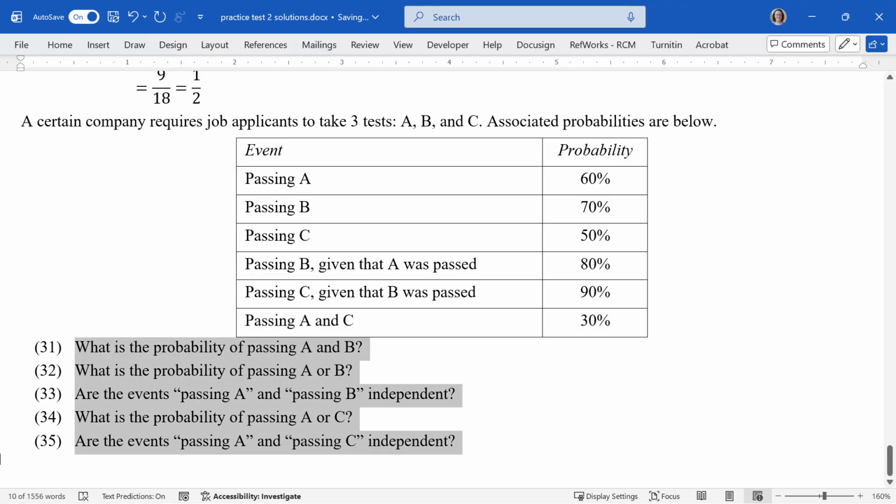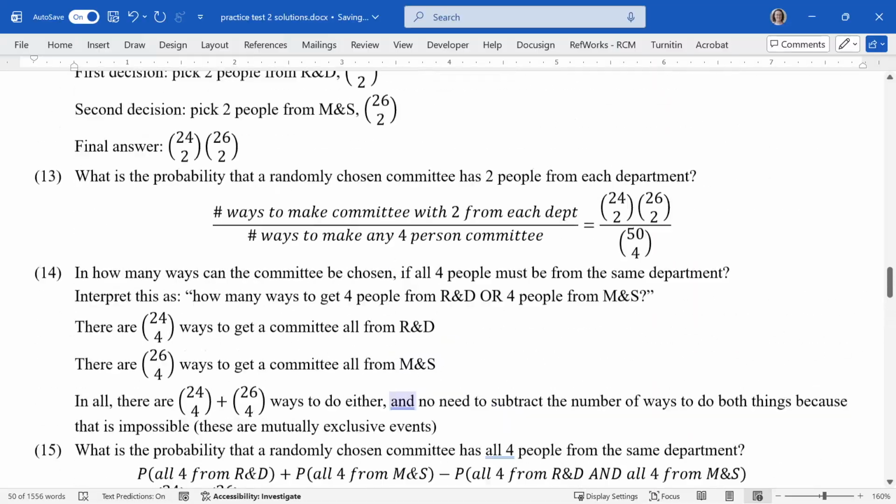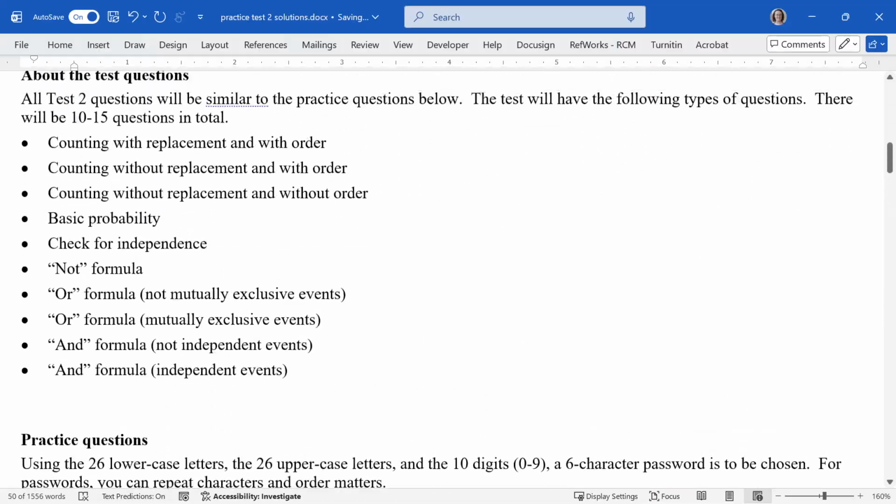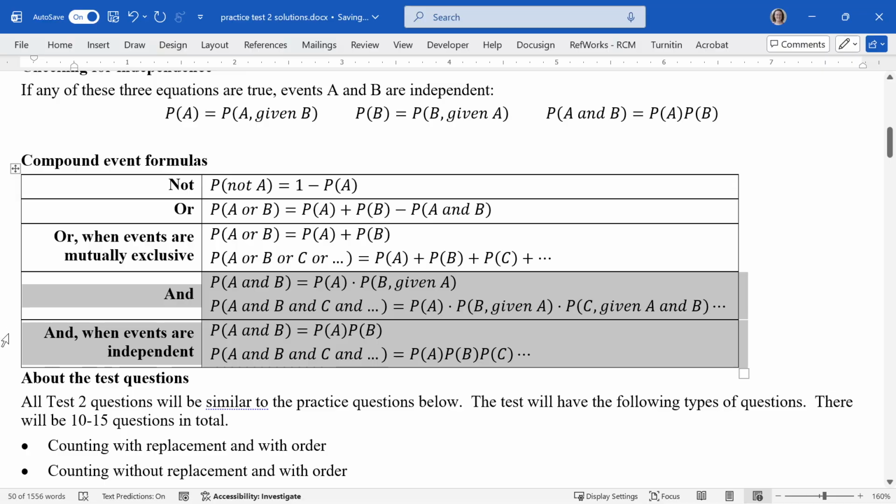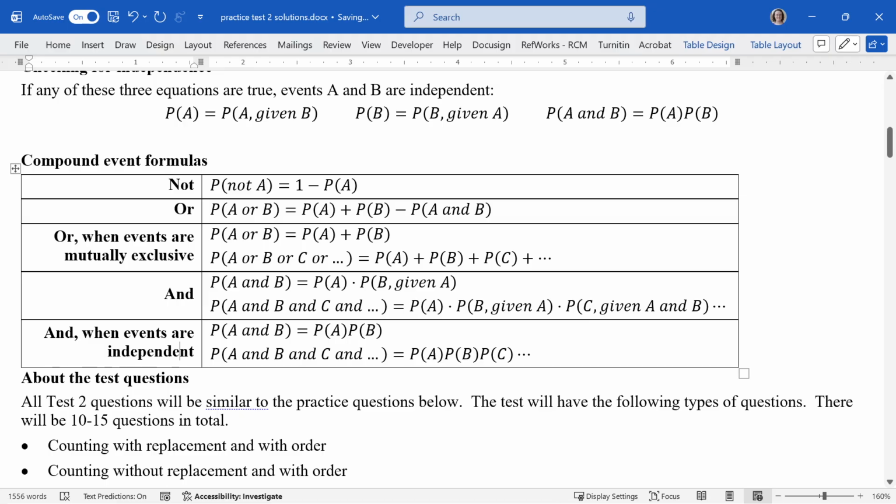Okay, and then we have some related questions. What is the probability of passing A and B? So I'm going to use these probability formulas for a series of events from back here. I don't want to assume that these events are independent because I've not been given the information that they are, and I think they're probably not independent. I already noted that it looked like some probabilities of passing went up when you had passed other ones. So I cannot assume those events are independent.